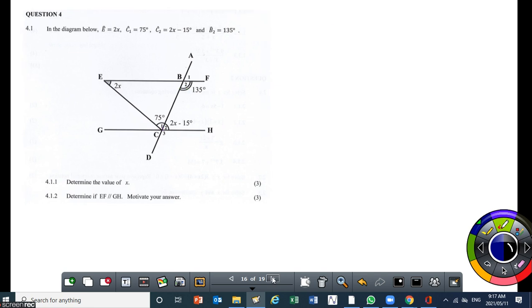So what I'm going to do in my case, I'm just going to say, if I add angle B2 and this angle C2, I must get 180 degrees. If I don't get 180 degrees, then it means that EF is not parallel to GH, because B2 and C2, if their sum is equal to 180 degrees, I can say therefore they are co-interior angles. Alright? So in this case, I'm going to carry on that way.